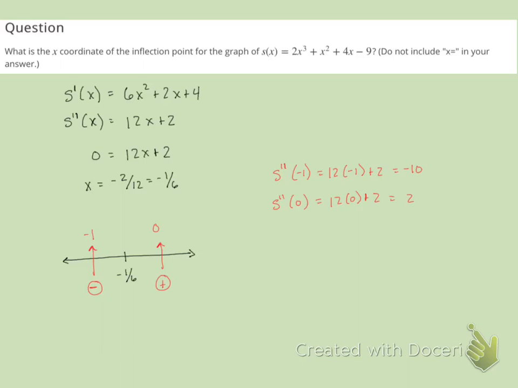And since we have a sign change, that means that this negative 1/6 is an inflection point. So we have an inflection point at x equal to negative 1/6.